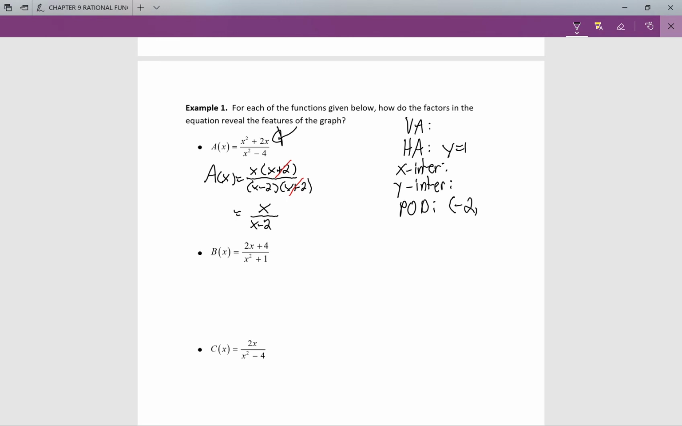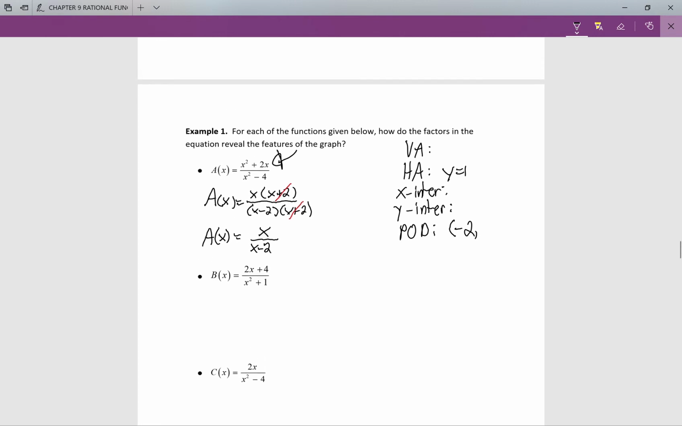Now, how am I going to find out what the subsequent y value of that is? Well, once I canceled out what would make it equal to 0, I'm just going to substitute that negative 2 into the equation right here. I'm just going to write this up in the top corner, a little scratch note. I go negative 2 all over negative 2 minus 2, which is going to give me negative 2 over negative 4, which will end up giving me 1 over 2. So that will give me a point of discontinuity of negative 2 comma 1 over 2.